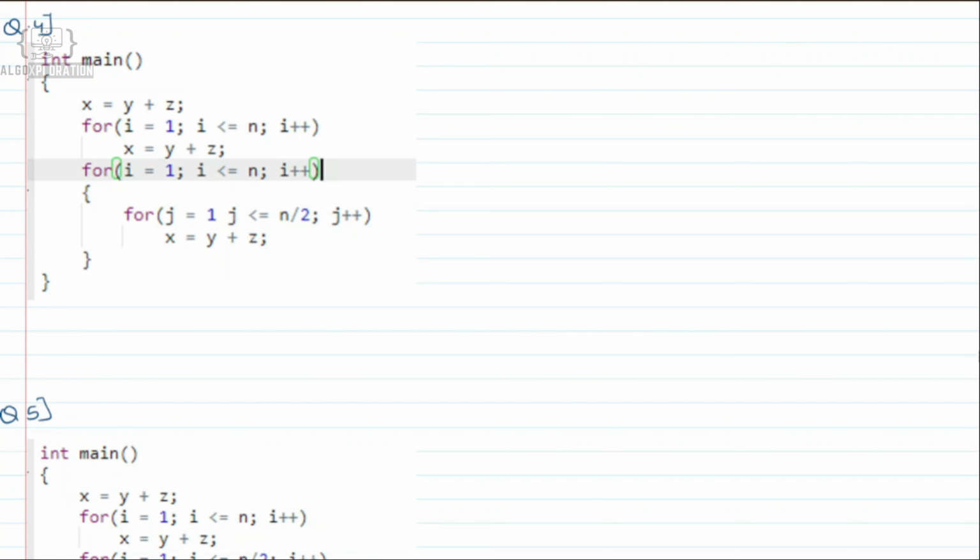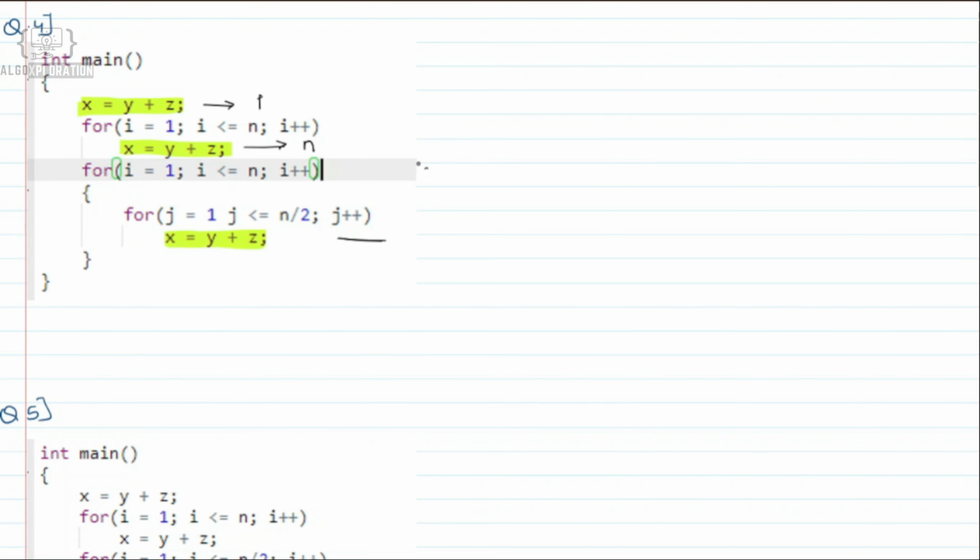Now our first problem will be this. These three statements are going to execute. Let's find the order of magnitude of these three statements. Here the order of magnitude is 1. Here it will be n. And let's analyze the order of magnitude of this statement.